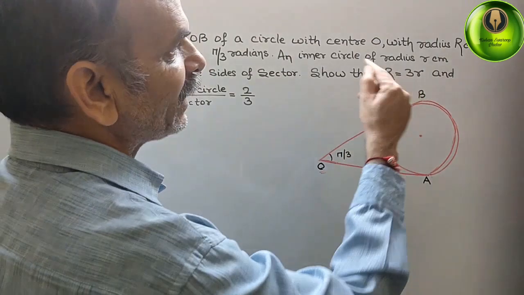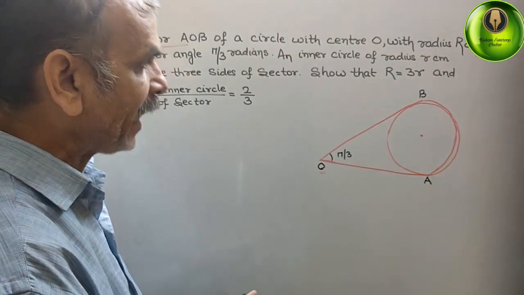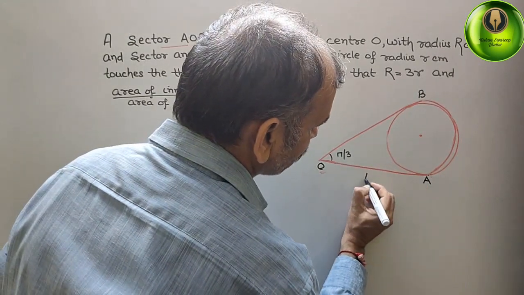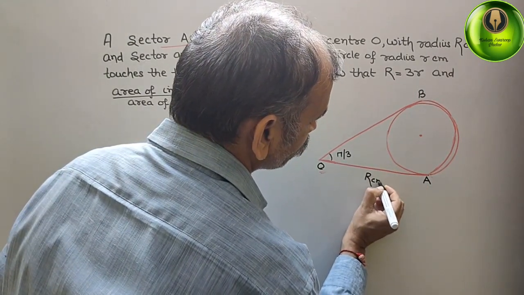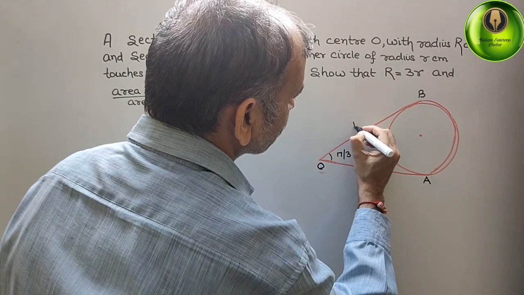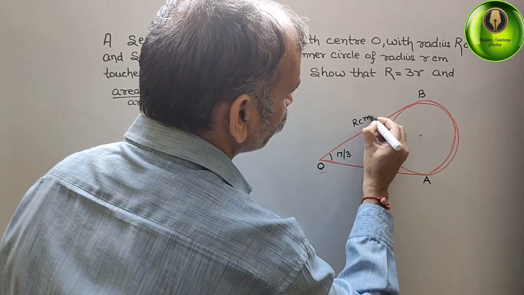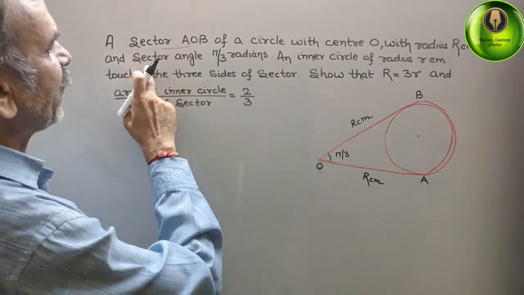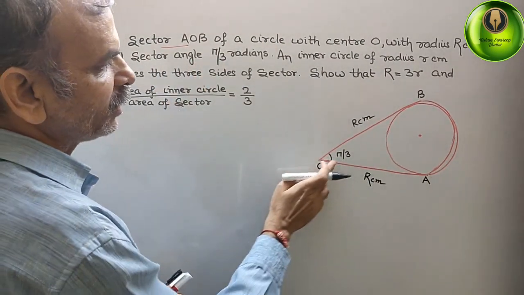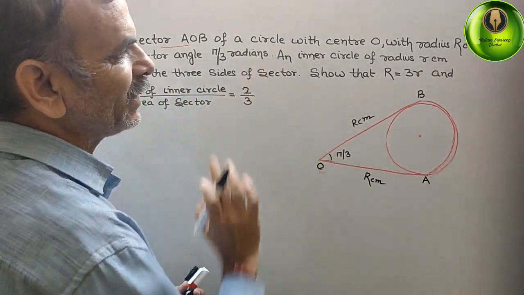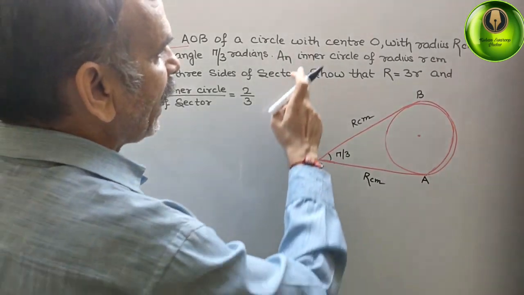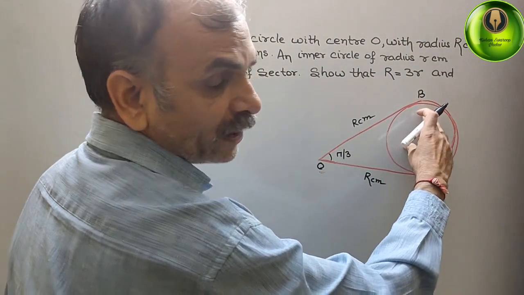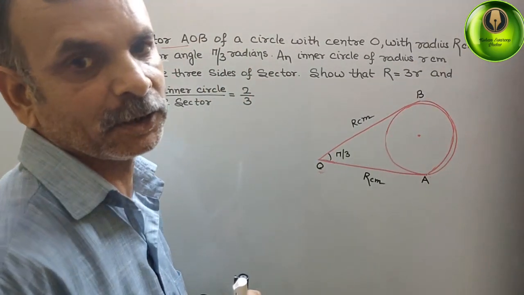Next, with radius R centimeter. That means from here to A is R centimeter. This is also R centimeter. Next, the sector angle is pi by 3. This angle is pi by 3 radians. And the inner circle is of radius small r centimeter.